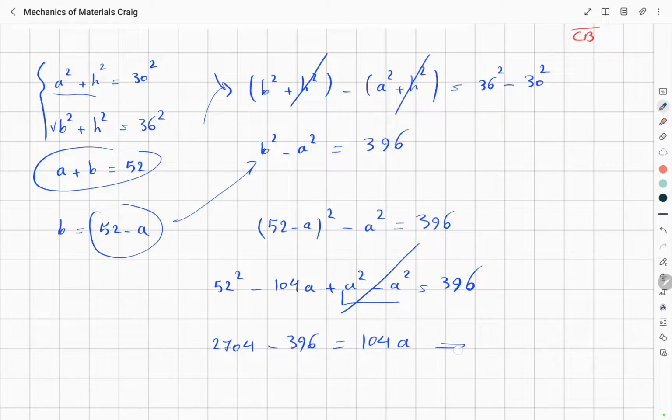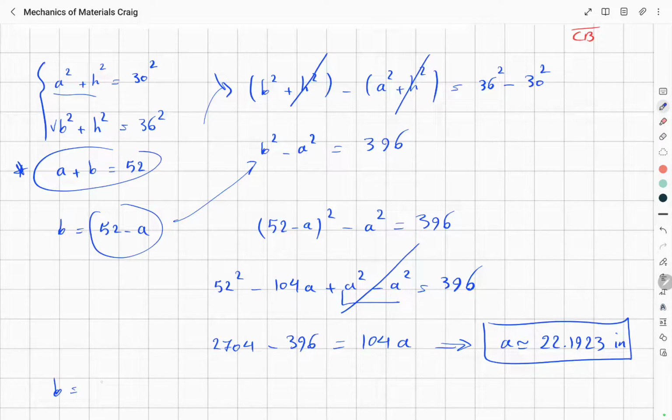And from here we will get A is approximately equal to 22.1923 inches. And using this one, we can write B is equal to 52 minus 22.1923. So B is approximately equal to 29.8077 inches.